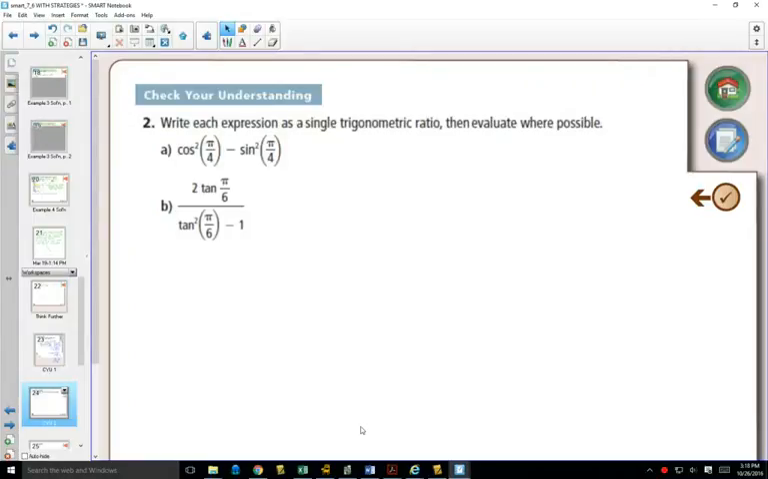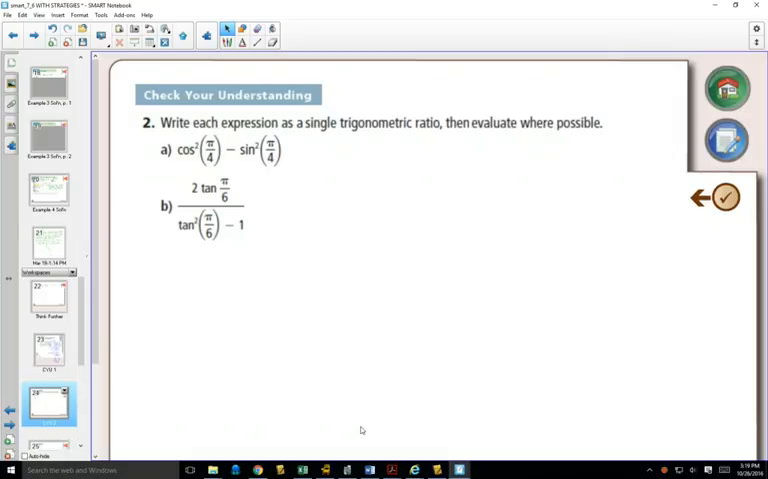So for example 2, it says first write as a single trig ratio. So that's telling you to think about your identities and see if you can recognize this as one of your identities, to write as a single trig ratio, and then evaluate.